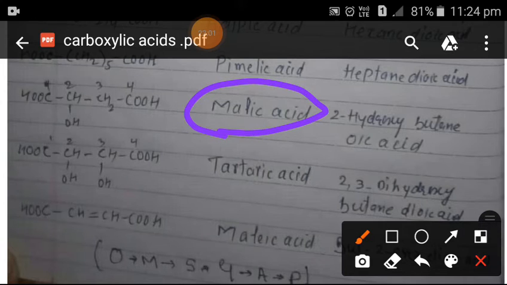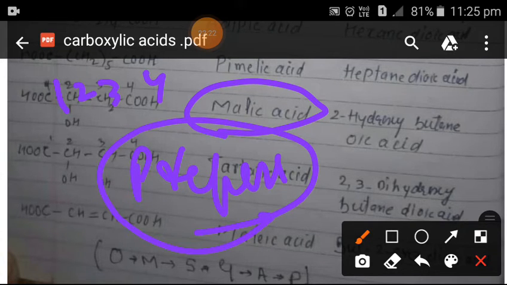Clear? So the IUPAC name of the compound will be, by giving the numbering first, you can write the numbering from this side because OH is near to this. So you can write the numbering first, second, third, and fourth. First is the prefix. There is a substituent prefix here, that is the OH group. This is called hydroxy, present at the second carbon atom. So you are writing 2-hydroxy.